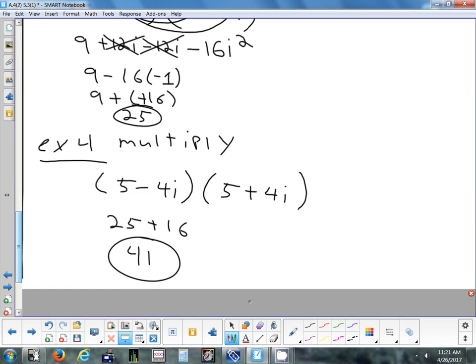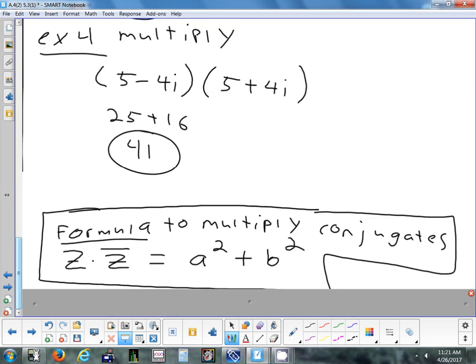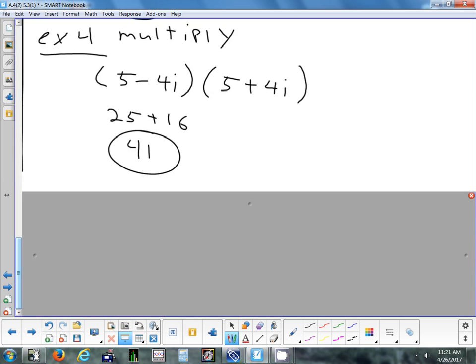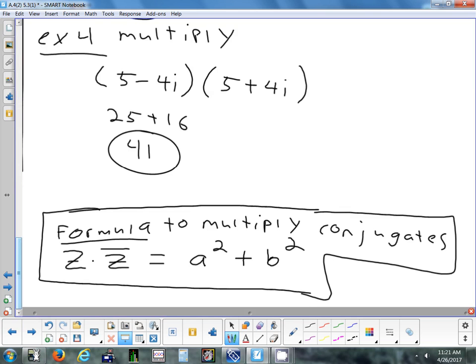Okay. So any questions on how to multiply conjugates? Okay, and if you want to see what I just said written out as a formula, that's what you just did. To multiply a number times its conjugate, take the first number and square it, take the second number and square it, and add them up. That's what we just did right above it.